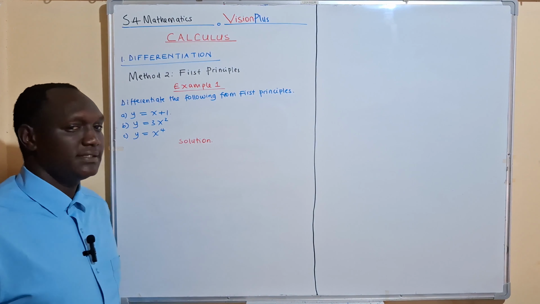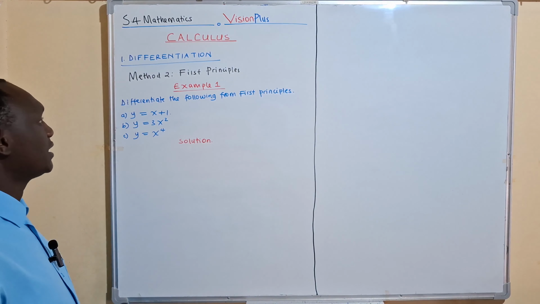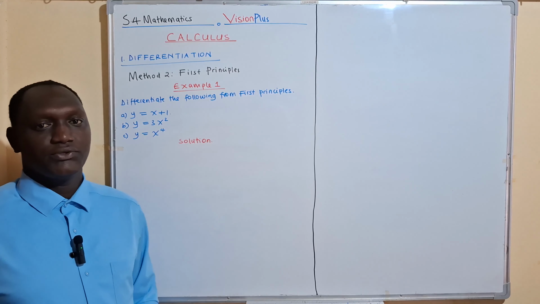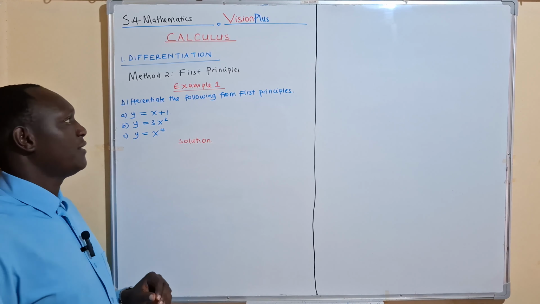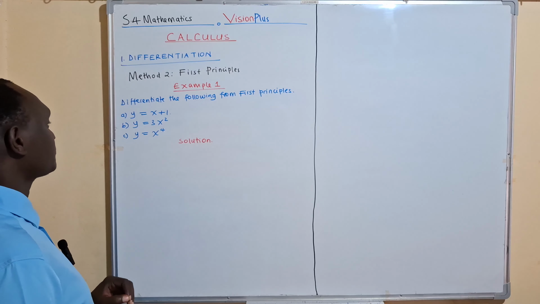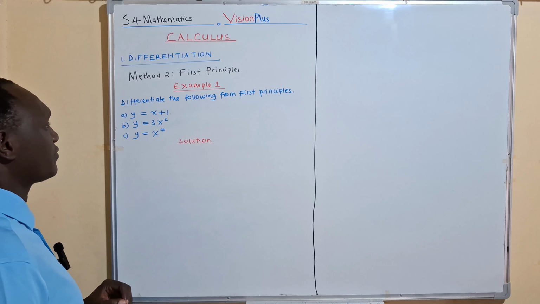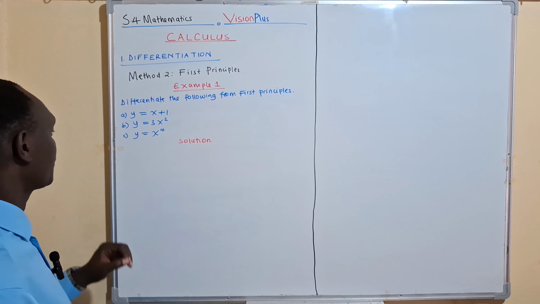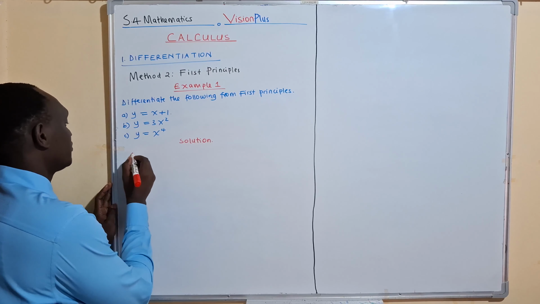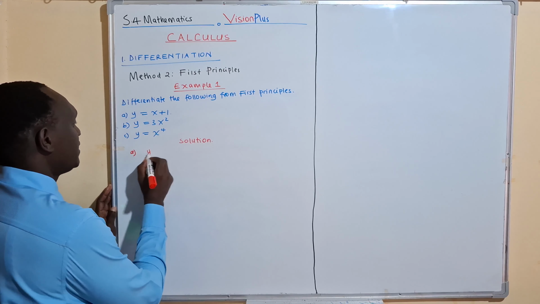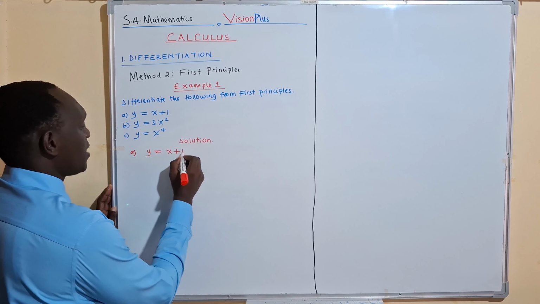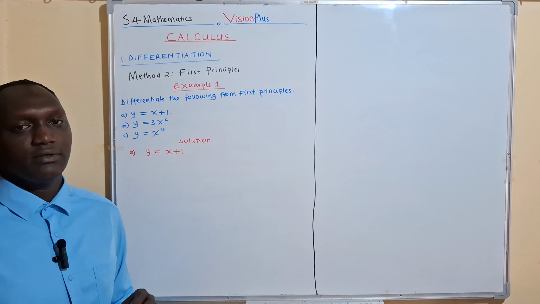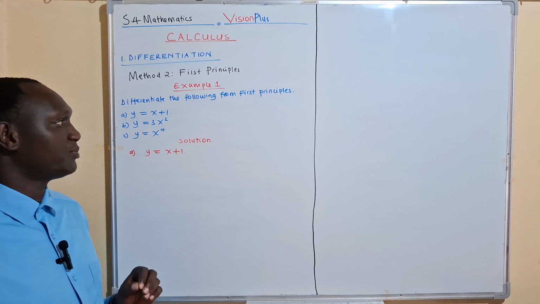We are looking at differentiation and now we want to see how we can differentiate given functions or expressions using first principle. Example 1 says, differentiate the following from first principles. Part A says that we are given a function y equals x plus 1. Now we need to differentiate that given function from first principles.